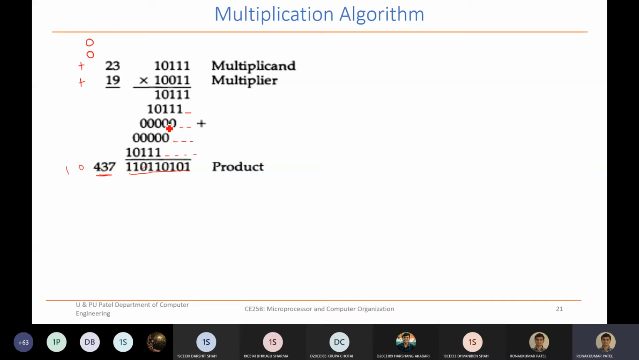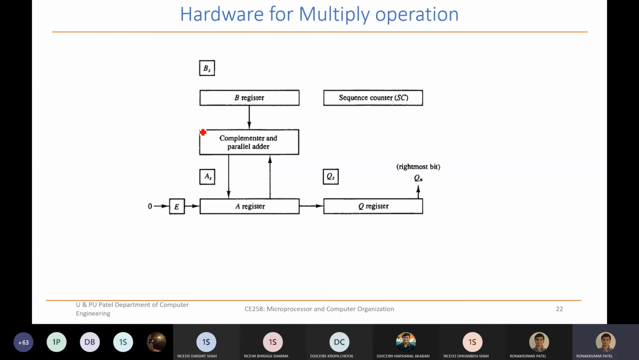It's not required, and it will not alter any value, that's why it's not required. Okay. So this is the hardware for multiplication.